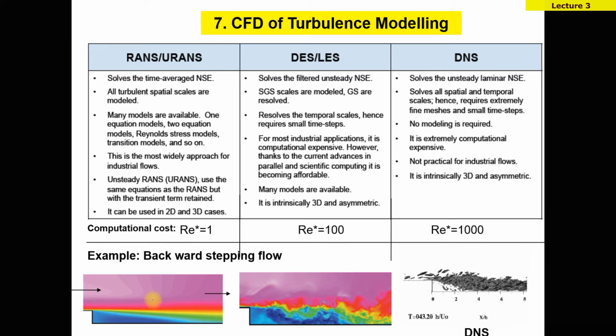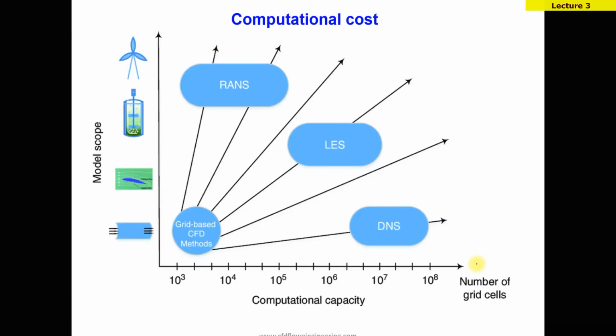Here I have shown some presentation, some contours. Once we do time averaging, some eddies we can see in fluctuation. In DNS all eddies are resolved. Here see the computational cost. RANS has a lower computational cost compared to DNS because DNS cost is very high. LES is intermediate between RANS and DNS. As the number of grid points increases, DNS becomes highly expensive.